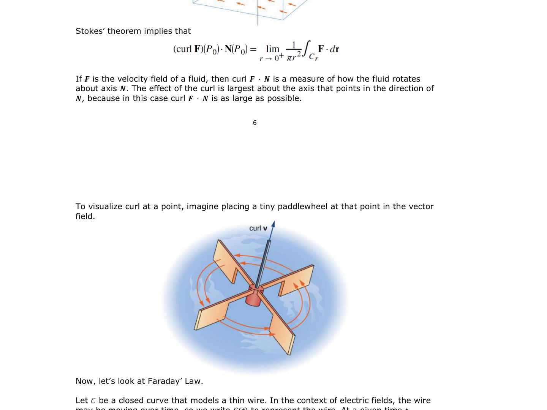If F is a velocity field of a fluid, then F dotted with N measures how the fluid rotates about the axis N. The effect of the curl is the largest about the axis at the points in the direction of N, because in this case, F dotted with N is as large as it possibly can be. We want to think of this as like a paddle wheel, and you're going to have the largest number when we have F dotted with N and it's in the direction of N.